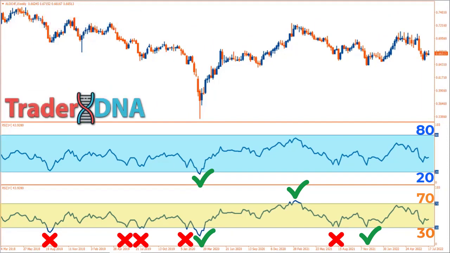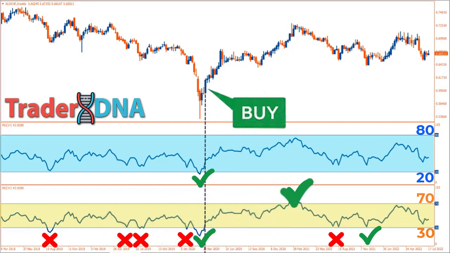The 80 and 20 misses 6 buy signals and 1 sell signal. Within the downtrend, both trigger the strong buy signal. Then, the 70 and 30 capture the next sell signal, which precedes a nice downtrend, 1 weak buy signal, and 1 strong buy signal.